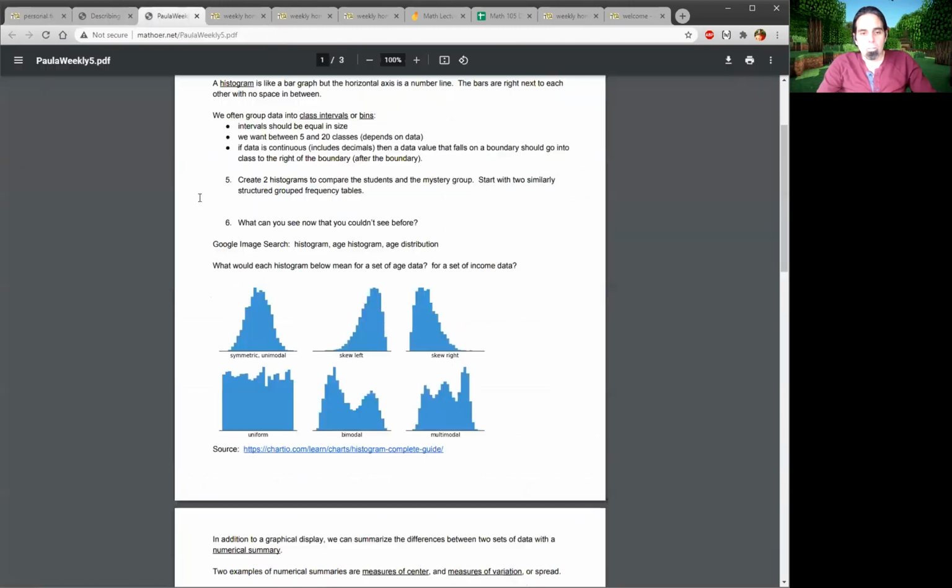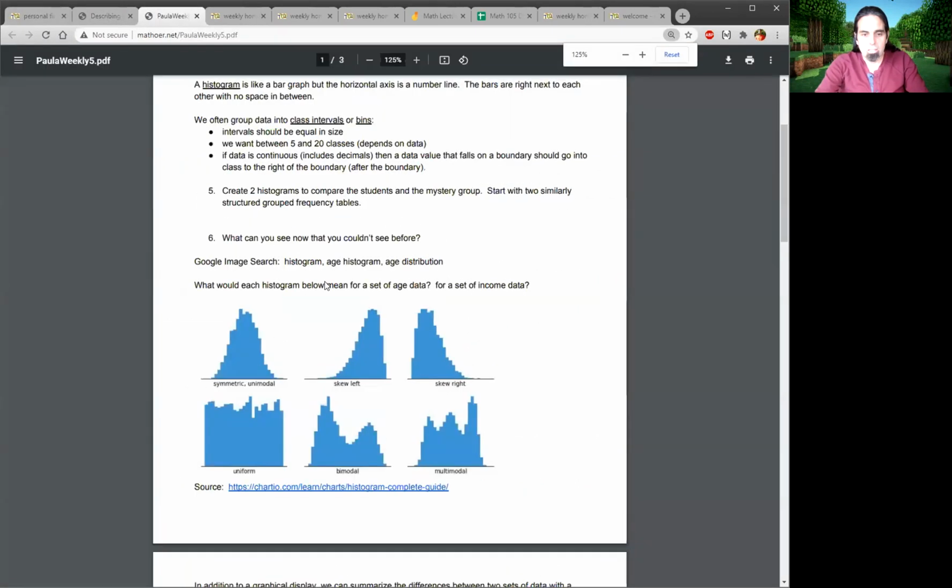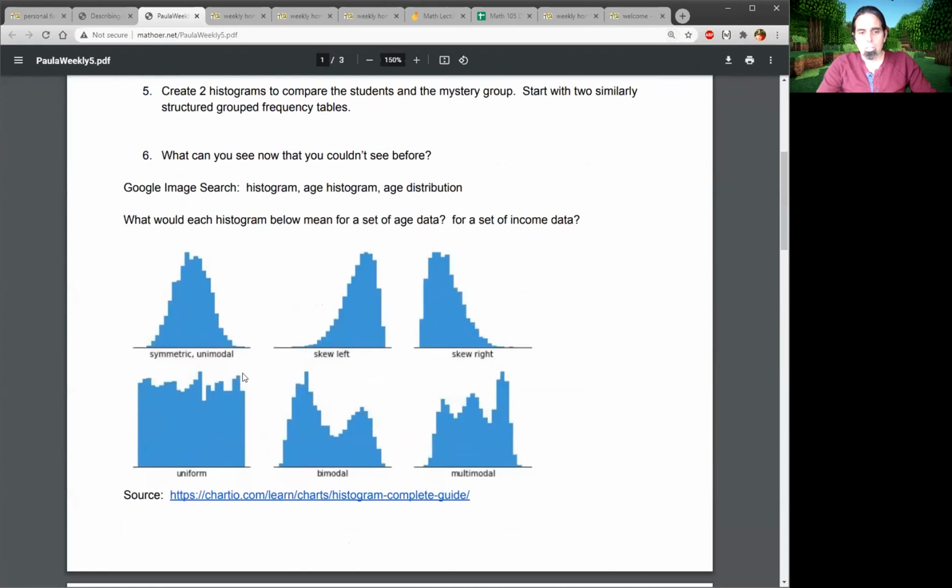And I need to take Paula's nice chart that has these pictures. That there's a symmetric, what's called a unimodal, one mode, one sort of most common. I don't like the word unimodal because you could just have one most common thing, but the others aren't similar to it.